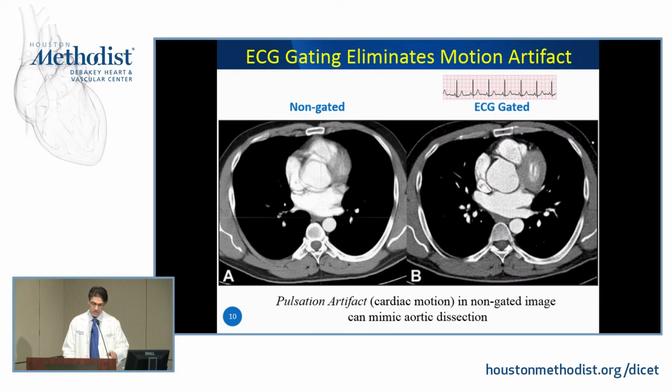When we do imaging, especially with CT, it's so important to gate the images. If you have an inferior temporal resolution, you can get these pulsation artifacts which can mimic dissections, can make measurements very, very difficult because you don't know where the outer wall is. So always gate your images to get rid of this pulsation artifact.